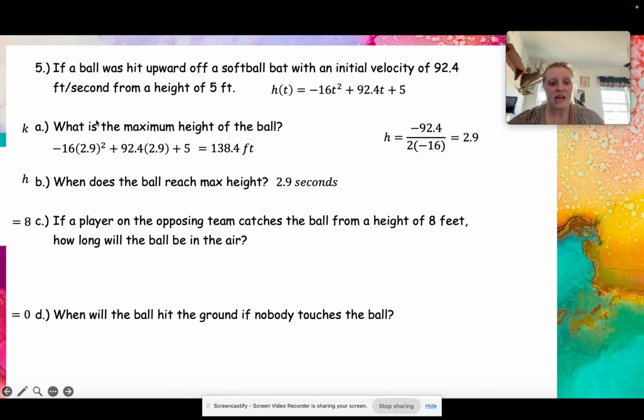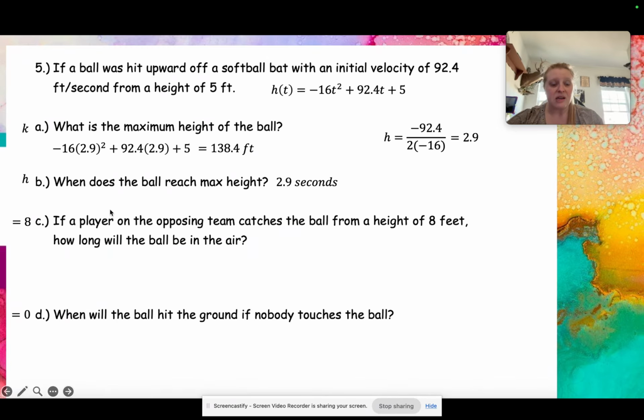Okay, so letter A is asking for the max height, which is K. And letter B was asking when does it reach max height. So it actually made sense to do letter B first because that's H. So H is about 2.9 and K is about 138.4.